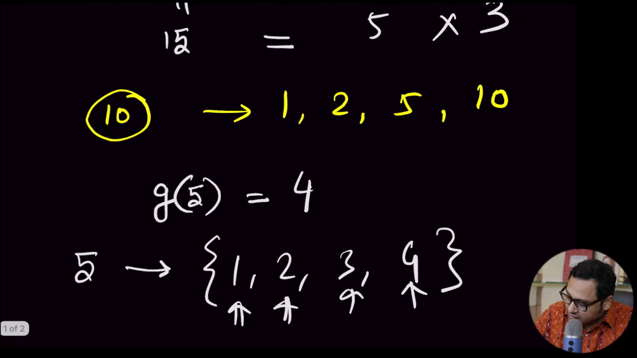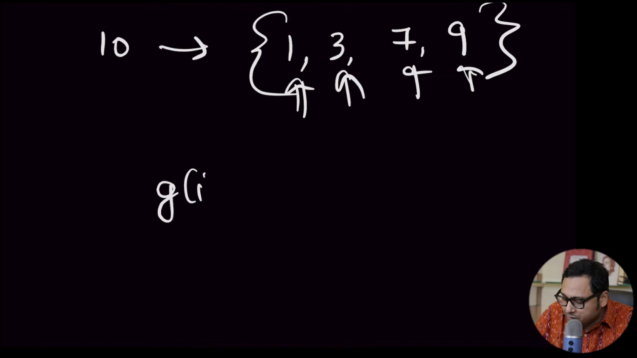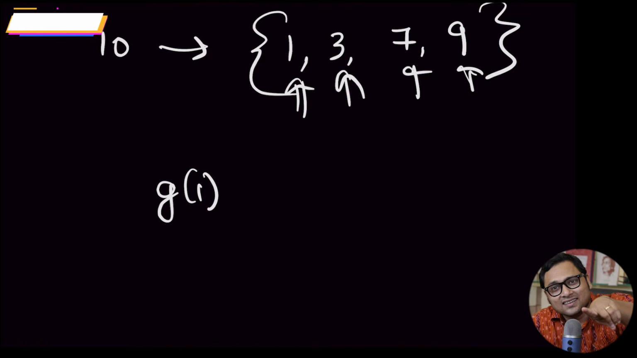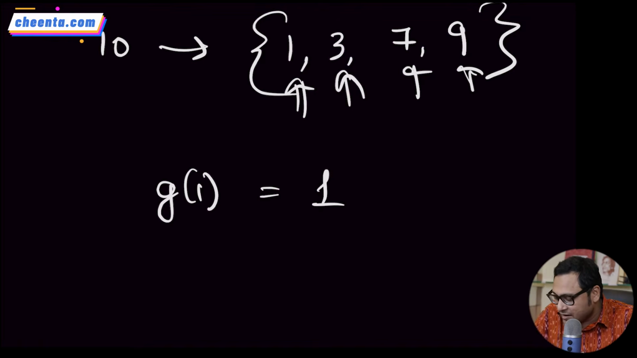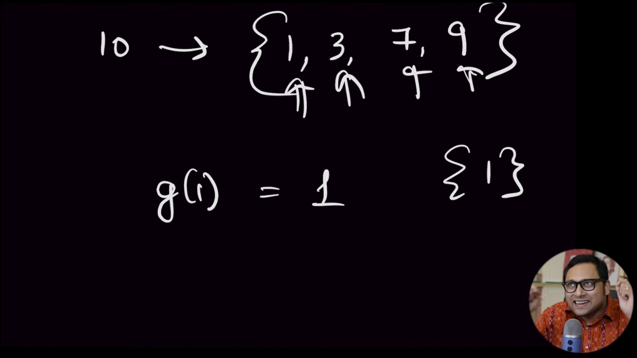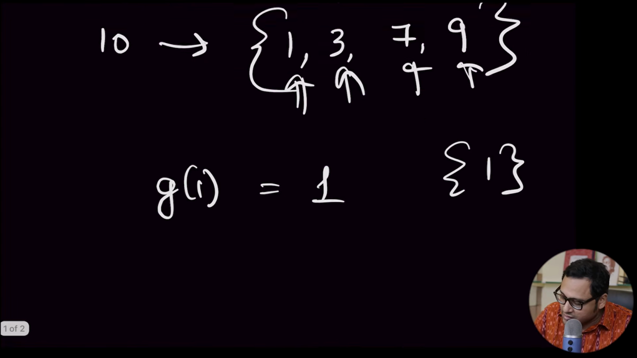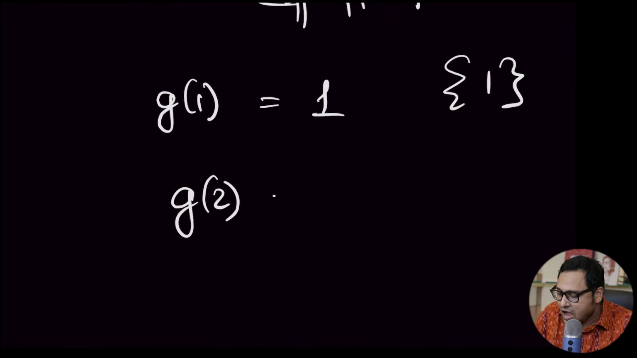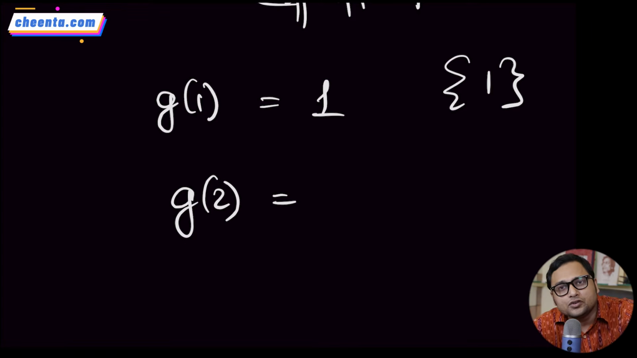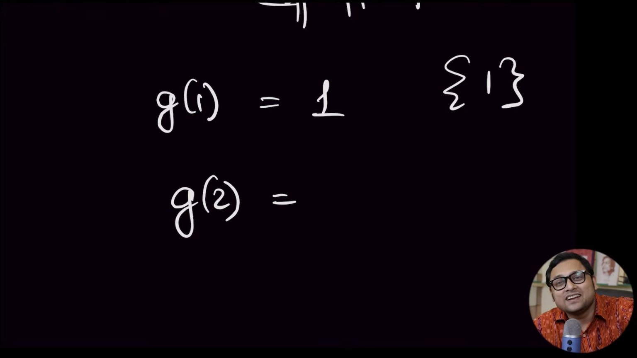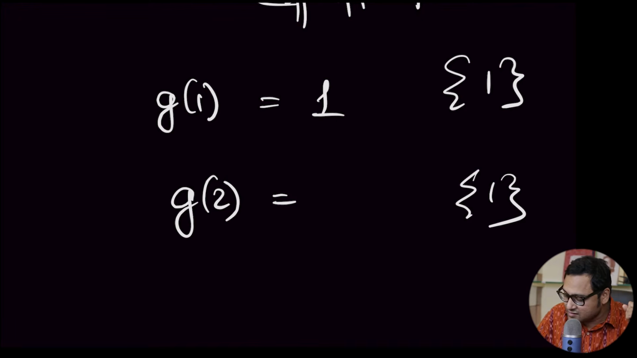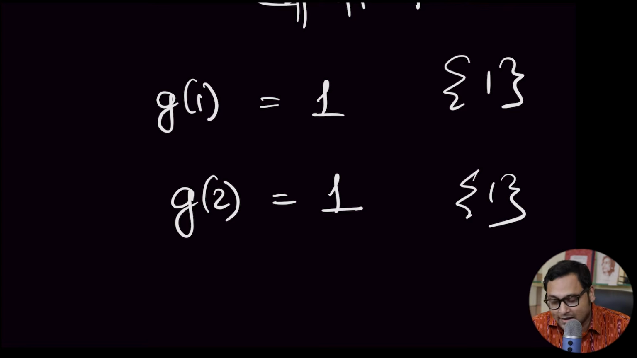What is G of 1? How many numbers not exceeding 1 have GCD 1 with 1? Well, that's 1, right? There is only one number, that's 1 itself. 1 itself has GCD 1 with 1 and 1 doesn't exceed 1. So obviously. What about 2? So G of 2, what is that? How many numbers are there not exceeding 2 and GCD 1 with 2? Well, that's only one number, 1 itself. So G of 2 is also 1.